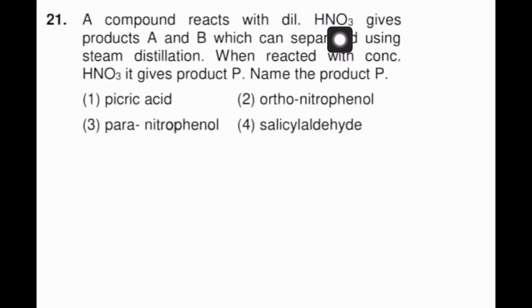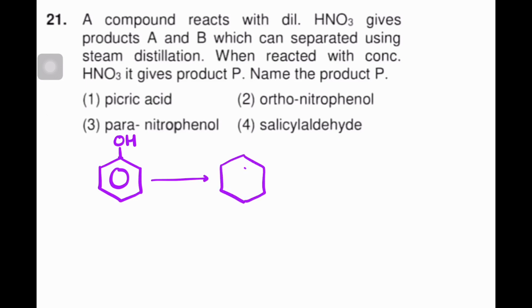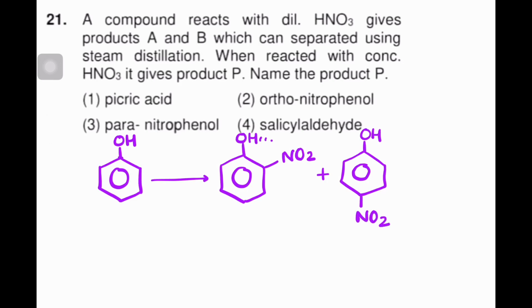A compound reacts with dilute HNO3 and gives products A and B, which can be separated using steam distillation. When reacted with concentrated HNO3, it gives P. Name the product P. So that is very simple. That compound itself is phenol, and we have seen in the previous JEE Main paper, this was asked, that when we treat with dilute HNO3, we get a mixture of these two products, o-nitrophenol and p-nitrophenol. o-Nitrophenol is more stable and major here because of intramolecular hydrogen bonding, and they are separated by steam distillation.